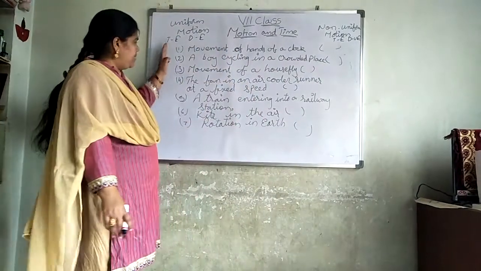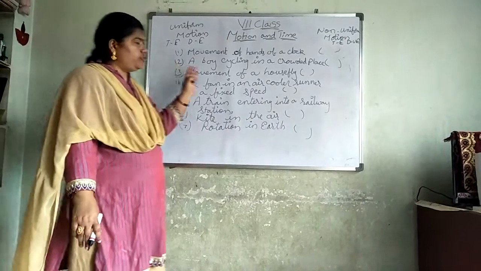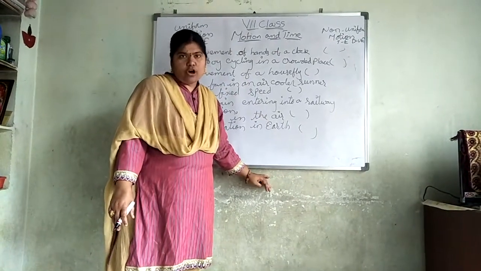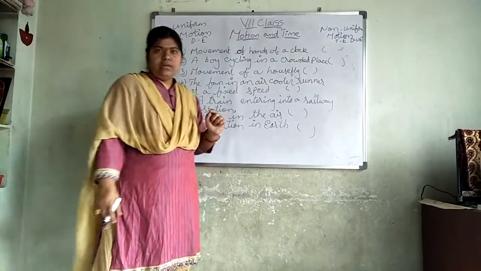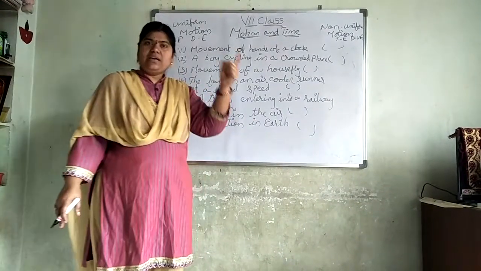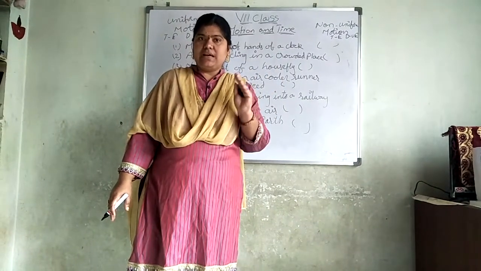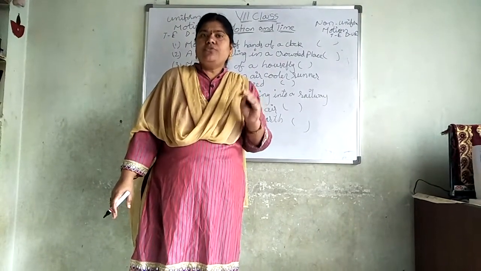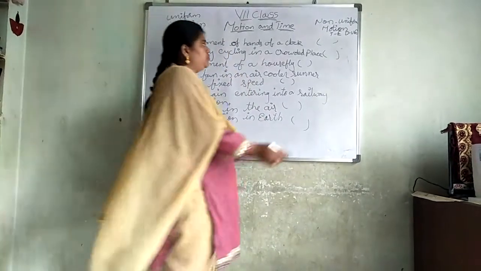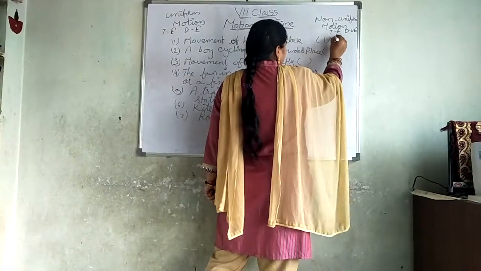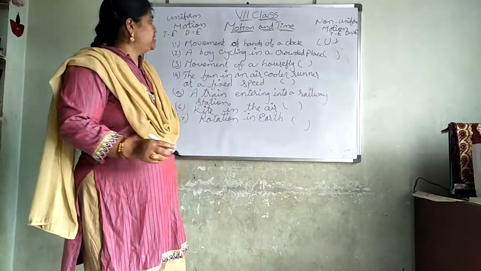Here some examples are written on the board. You try to guess which is a uniform motion and which is a non-uniform motion. See here, movements of hands of a clock. When we take a wall clock, the seconds, minutes and hours hands, will they move in uniform motion or non-uniform motion? We can see that they always move in uniform motion.